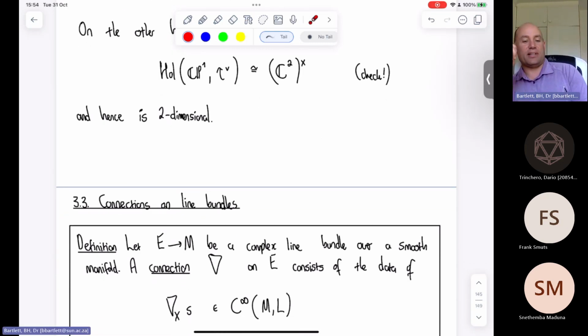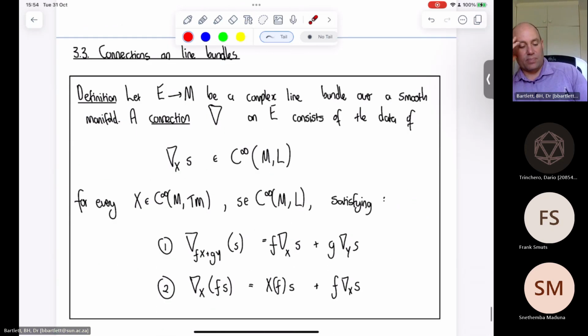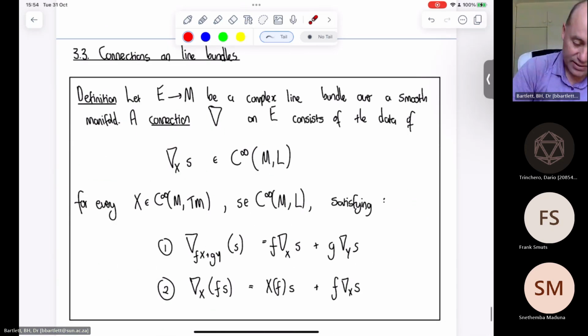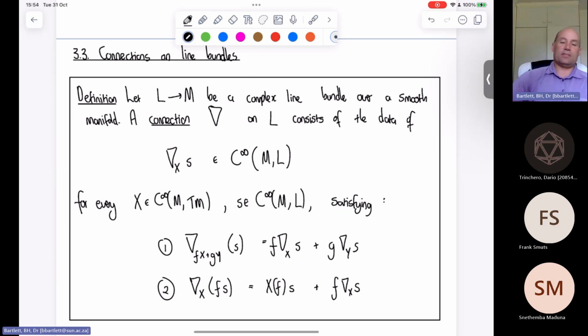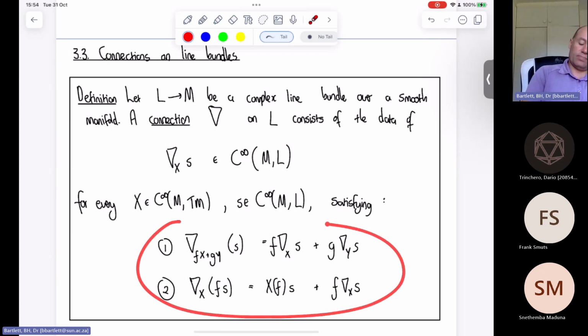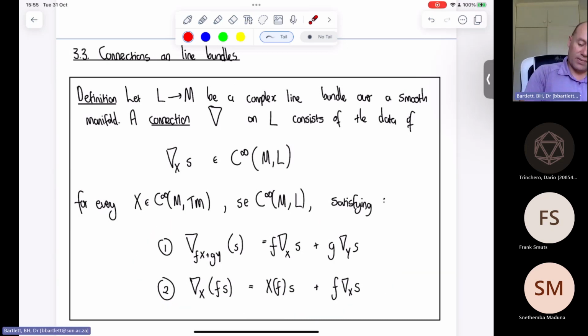Let's talk about connections on line bundles. Suppose I've got a line bundle. What is a connection on a line bundle? I'm not talking about a holomorphic line bundle or anything, it's just a normal line bundle over a smooth manifold. It's just a machine, which I'll call nabla, which, given a vector field X on the manifold and a smooth section S of the line bundle, gives you back another section of the line bundle, satisfying these two properties. You think about it intuitively as a derivative of S in the direction of X.